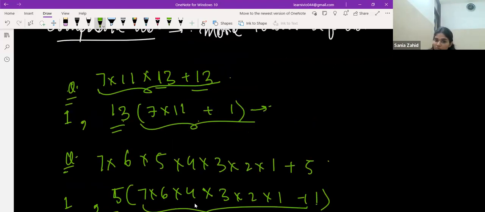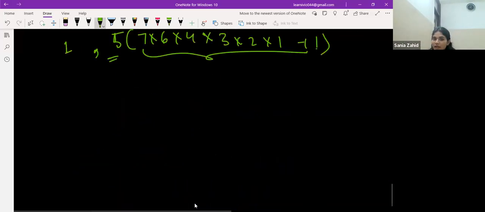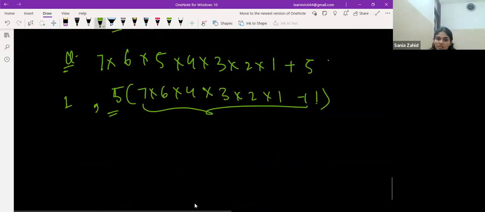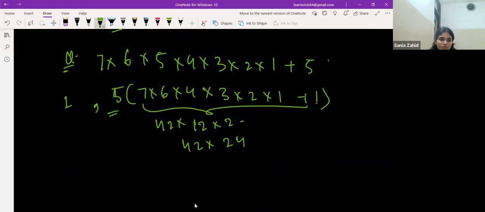Or you can solve this part also. So this part becomes 7 into 11 is 77 plus 1 is 78. You can say the factors are 1, 13 and 78. Similarly for this, you can solve inside of the bracket. Multiply this entire thing, 42 into 12 into 2. So 42 into 24.